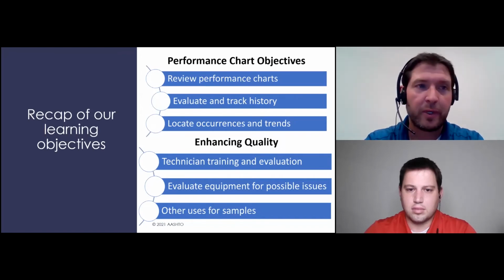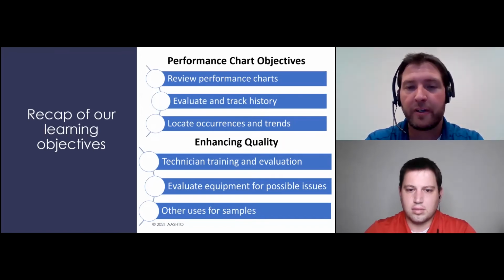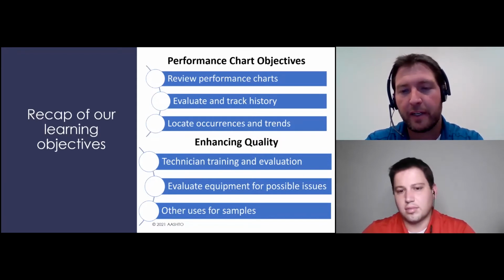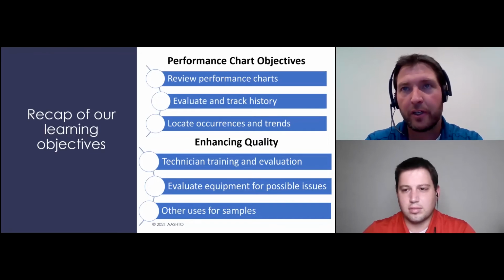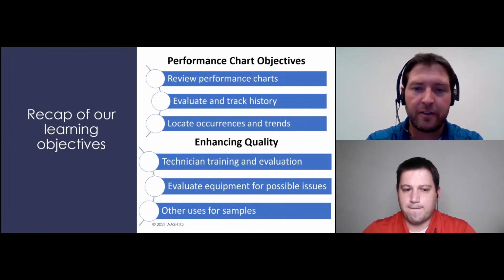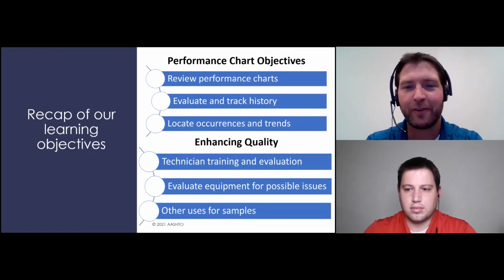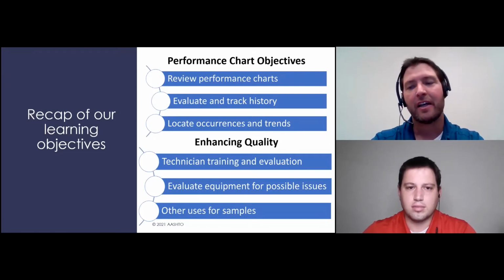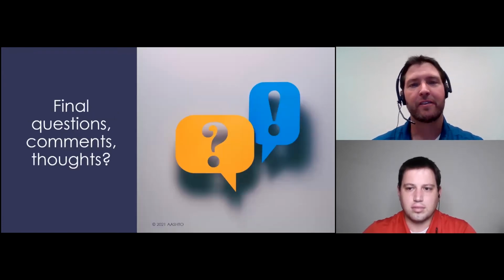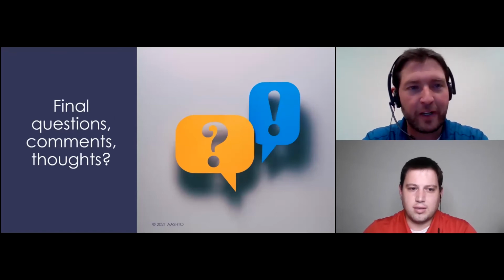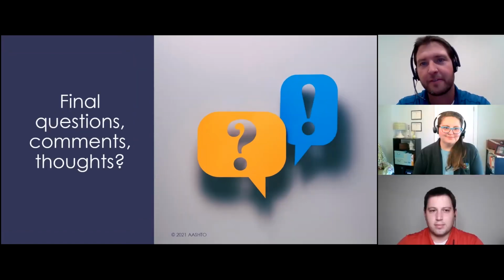And then we also touched base on some of the other opportunities within the Proficiency Sample Program for enhancing quality, such as using the samples as a means of technician training and evaluation. We also talked about evaluation of equipment and possible usage, and other situations like user producer groups, sediment retention devices, and ruggedness studies that we've been asked for in the industry. So appreciate that. And now we're at the time for any final questions, comments, or thoughts.